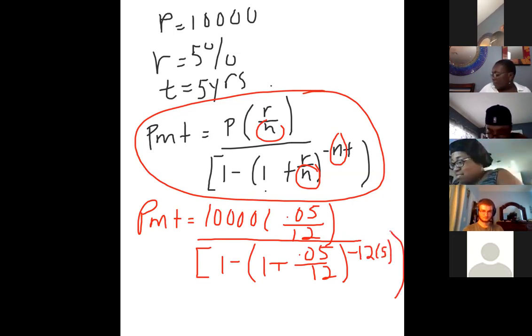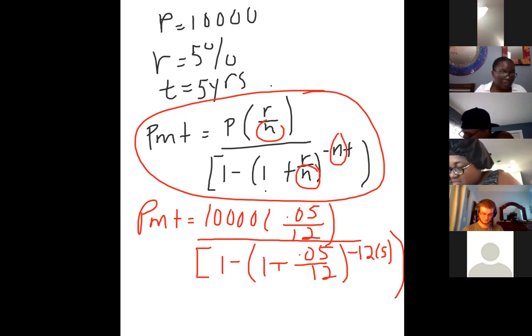And all of this, everybody, is on the test. This is one of the questions on the test. I'm only going to go over the challenging questions on the test. If I think it's not a challenging question, I'm not going to go over it.